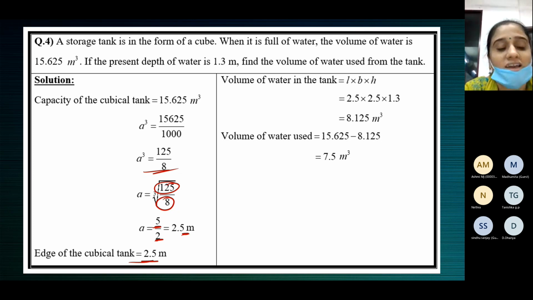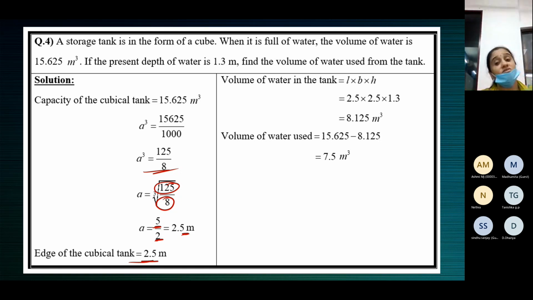Here Raja told us, right? 2.5 meters, because it's a cube. Length is 2.5, breadth is 2.5, height is also 2.5. It's a cubical tank, which means that the total depth of the tank is 2.5 meters. The depth of the tank is 2.5 meters, but what's the depth of the water? Only 1.3 meters. So find the volume of water used from the tank.